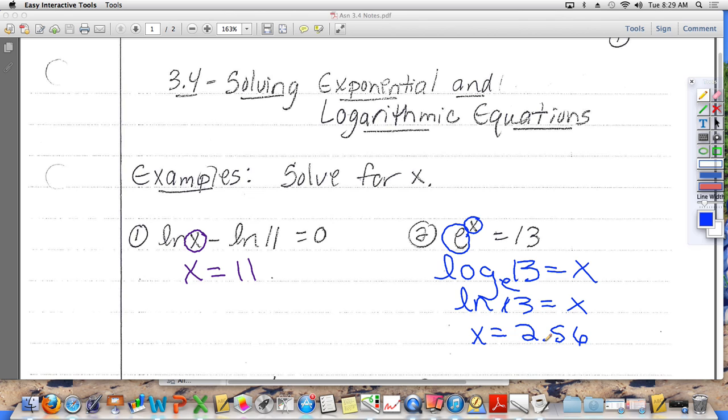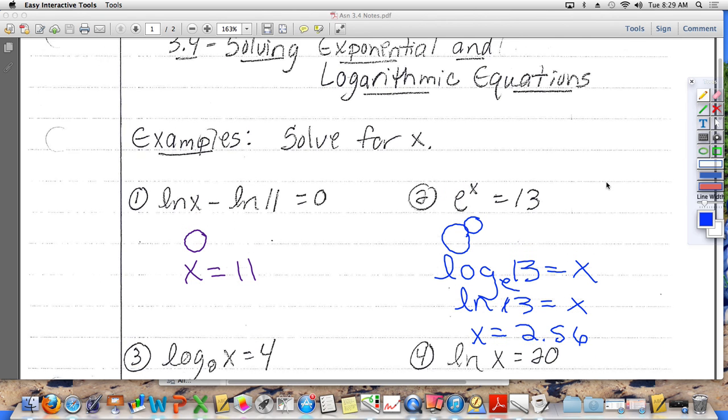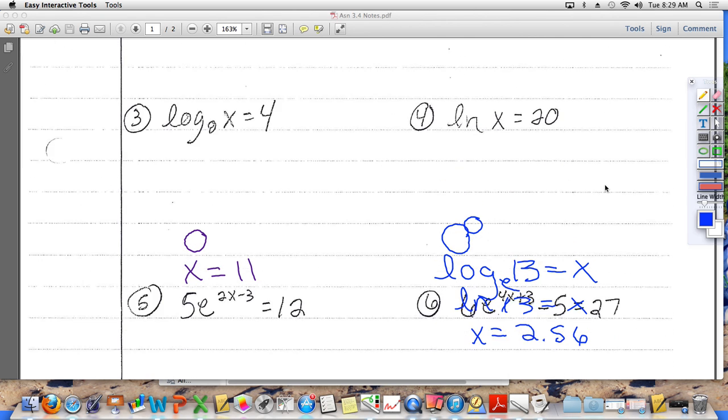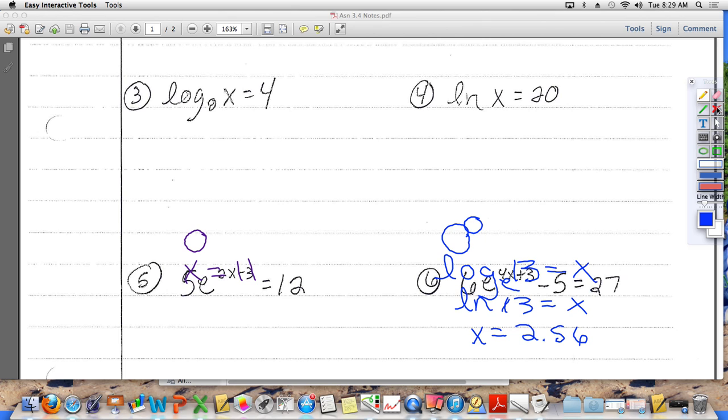All right. Third example. This is easy. Enjoy it. They'll get harder. Come on, Richard. See what you did.